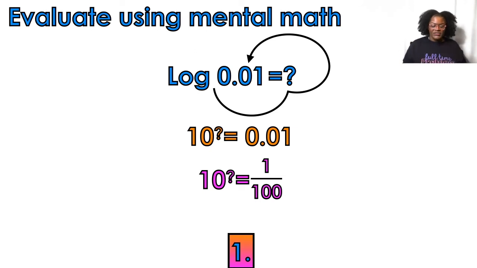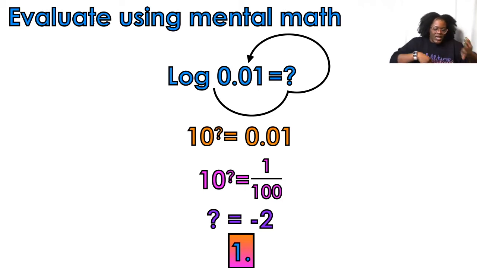So what power of 10 is 100? It's 2, right? But it's at the bottom, and I want to bring it to the top. So negative 2. 10 to the negative 2 power equals 0.001. So the answer to the question is negative 2. Okay, mental math is fun.